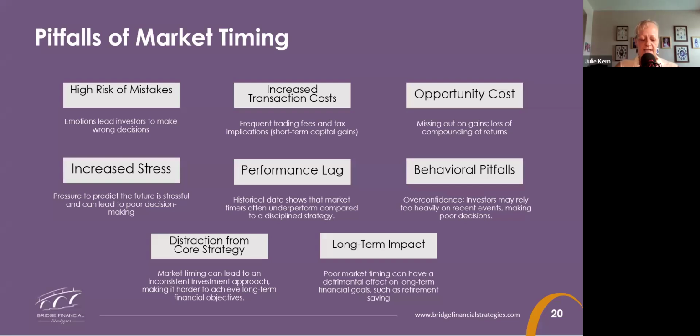And there's a saying, even a blind squirrel can find a nut once in a while. How that applies to this is that, yes, you might be able to time the market correctly from time to time, but to be able to do it consistently, accurately for like 20 years is really next to impossible. And then there's a long-term impact. So, like I said, when you deviate from your strategy, it really can compromise your financial goals, such as retirement.